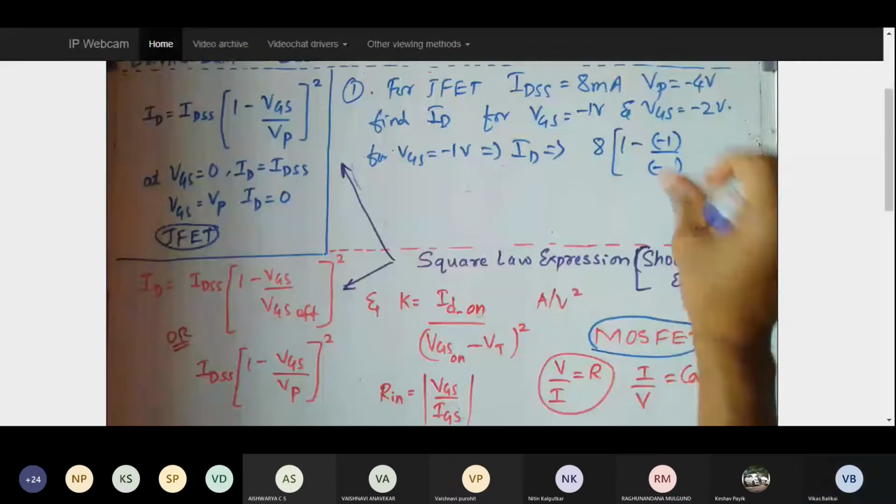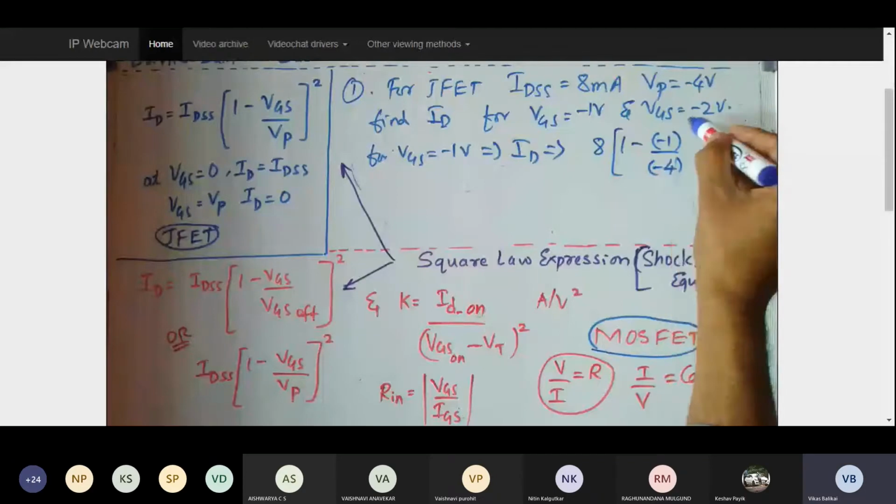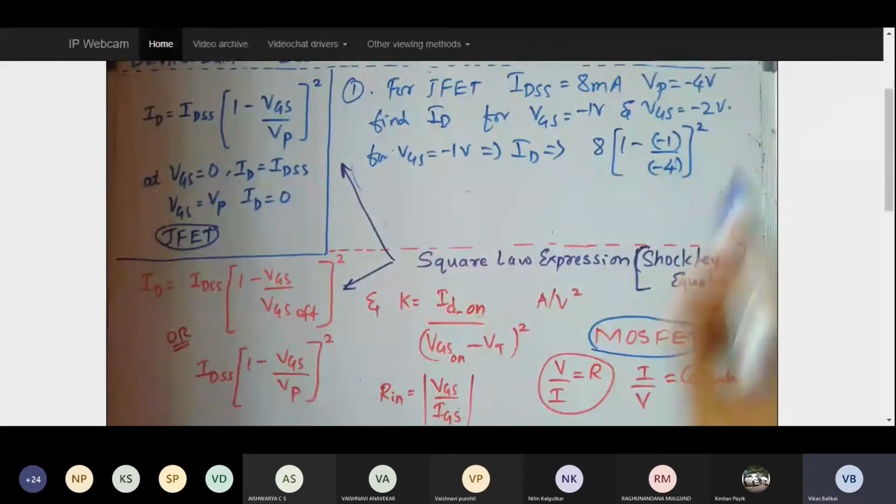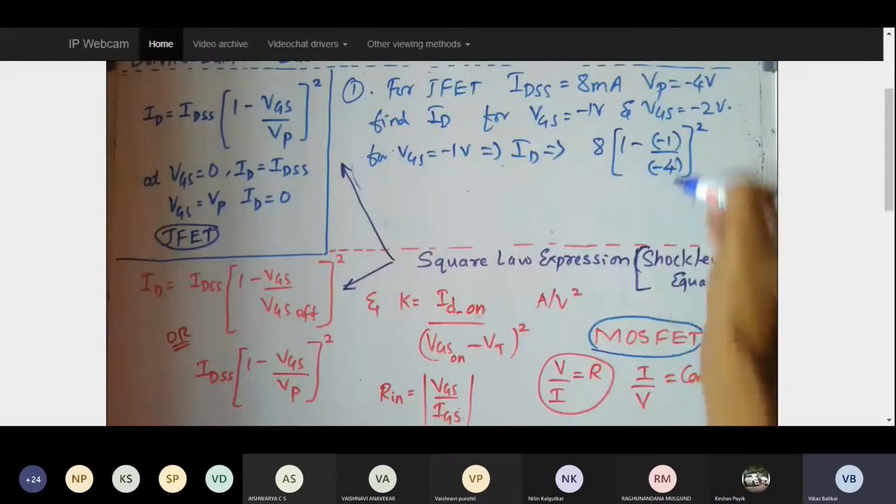Whole square. Now can anyone tell me quickly what will be this? The minus term will cancel. So that means 1 minus 1 by 4, so that will be 3 by 4. So 8 into 3 by 4 whole square.